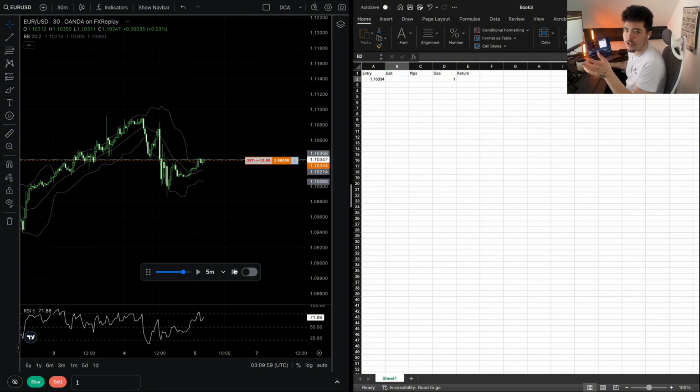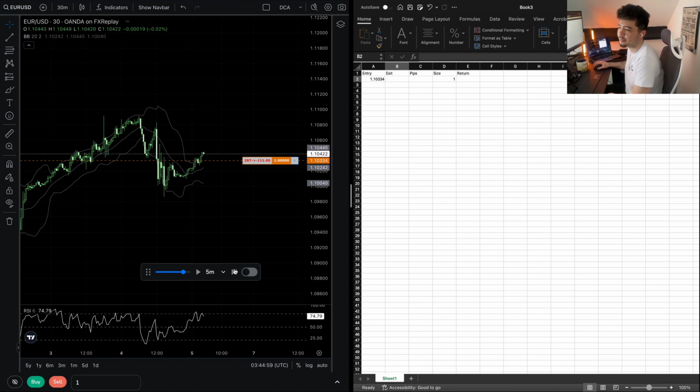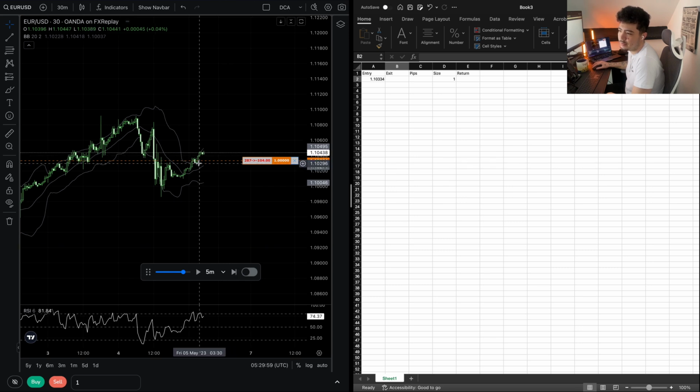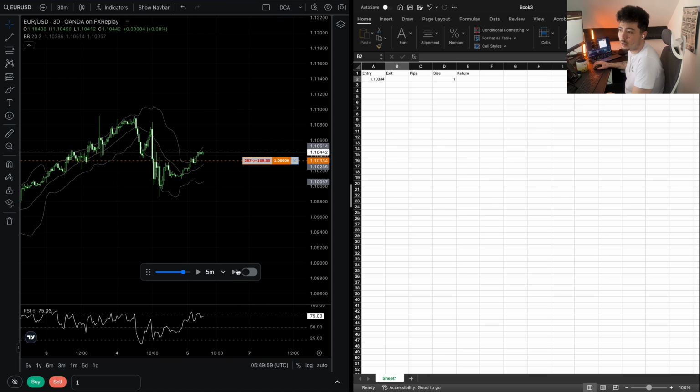Obviously, you'd want to have the entry date and close date and things. But for backtesting, I'm not going to worry about that just yet. So the market's slightly moving against us. The reason I entered here was because we broke out of the Bollinger. The RSI was overbought.